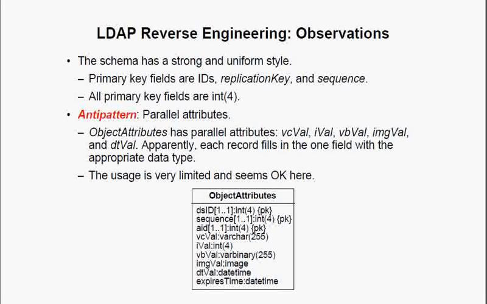So here's one of the anti-patterns that's manifest. One of the tables in the vendor's implementation is called object attributes. You can see there are 5 parallel fields: VC value, I value, VB value, image value, and date value. The reason for that is object attribute stores the value of an attribute for an object. It's intended to be weakly typed, and one of those 5 is populated, the other 4 left blank. Strictly speaking, that's parallel attributes, but that's a reasonable use. It seems okay here, but nevertheless we acknowledge it.